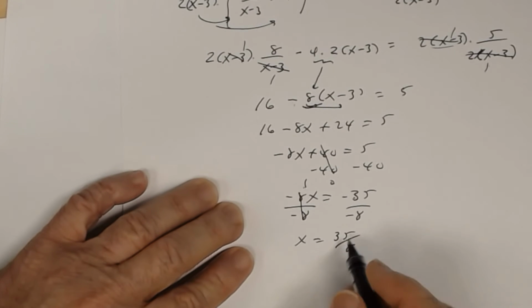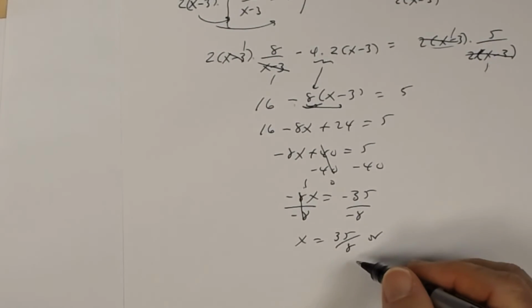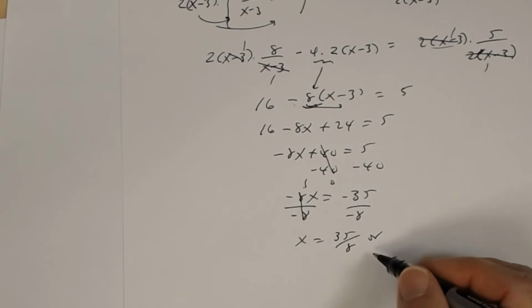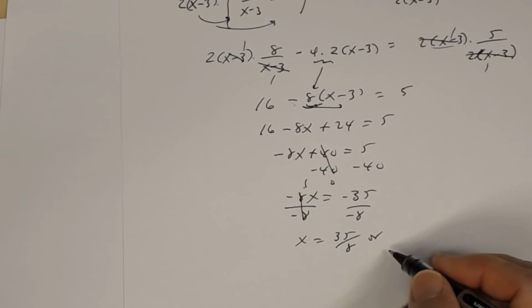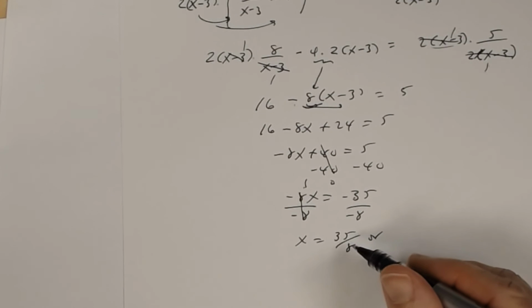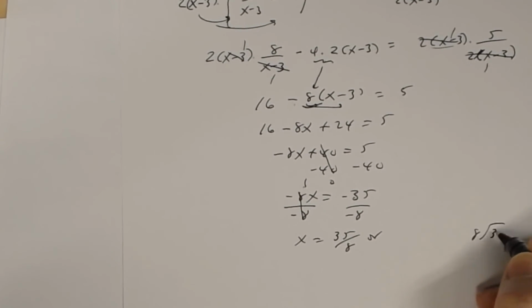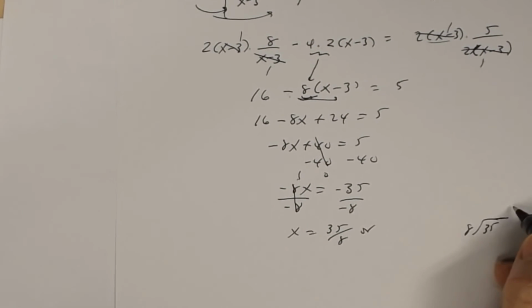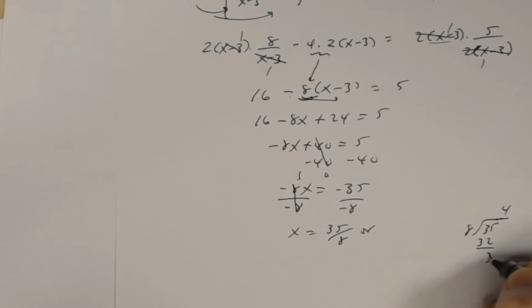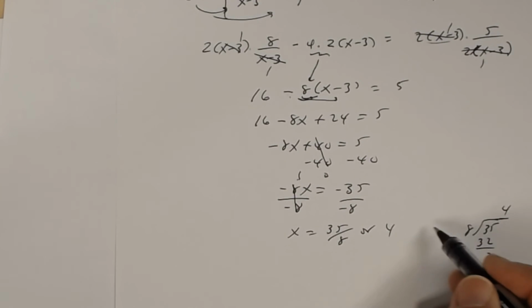Now if you want to write this as a mixed number, you can. Don't write it as a decimal, because a lot of you want to write things as decimals, and when it doesn't terminate, you approximate, which is no longer an exact answer. So leave it as an improper fraction or a mixed number. So 35 divided by 8 will be 4 with remainder of 3. So you get 4 and 3/8.